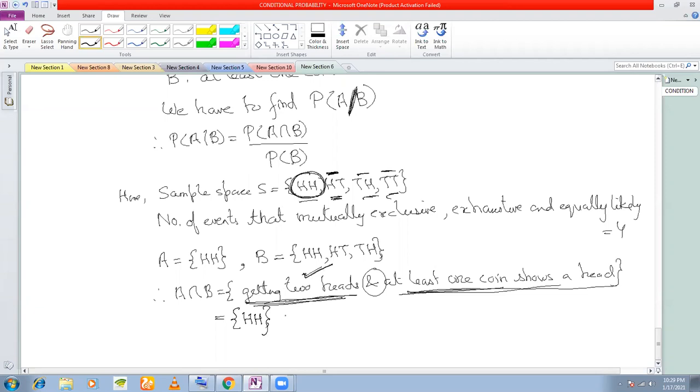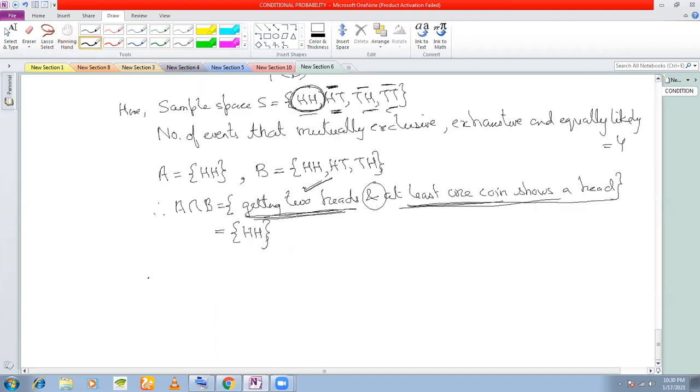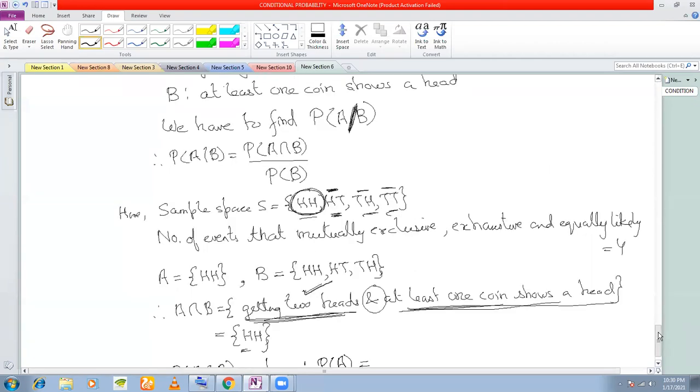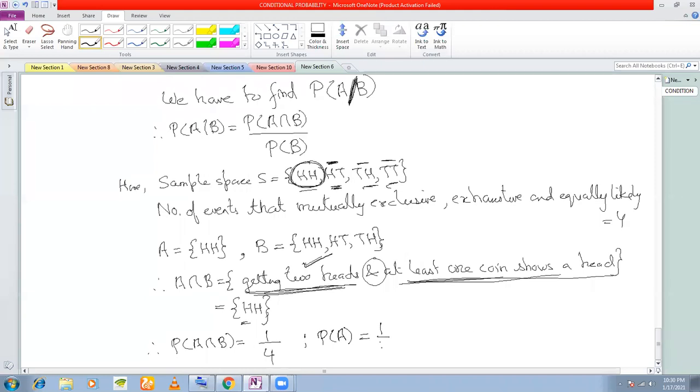Clear? So what is P(A intersection B)? How many events are here? 1. And how many total events? 4. So P(A intersection B) is 1 by 4. And what is P(A)? Let's find out P(A) also. What is the event A? HH. P(A) is also 1 by 4, right? And what is P(B)? 3 by 4.